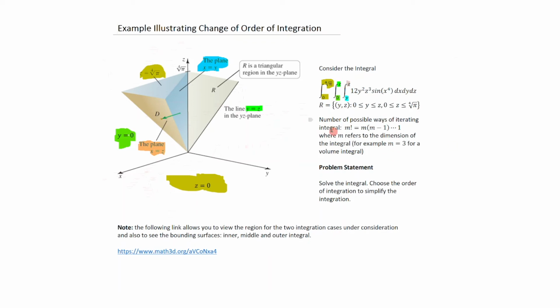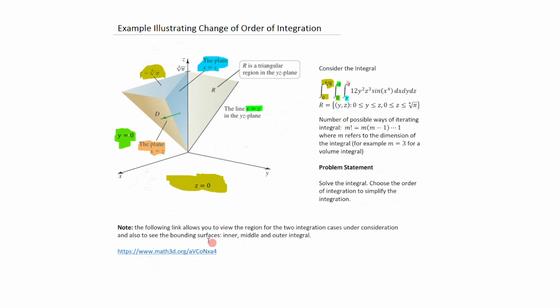Out of curiosity, the number of ways that we could actually move x, y, and z around would be m factorial, which is just m times m minus 1, and so on, until you get to 1. So in this case, we have m equals 3. So 3 factorial would be 3 times 2 times 1. So there's 6 possible ways of reorienting that. So we're just picking one of them, which turns out to be the easiest, which is switch these two around, dy followed by dx followed by dz. Okay, so that's what we're doing.